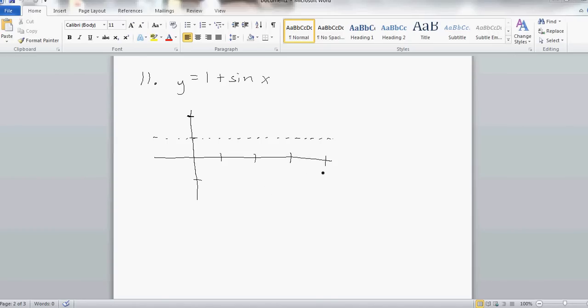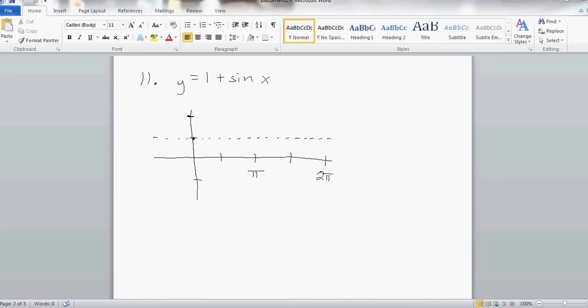This is going to be 2 pi, because the period is 2 pi, so we can very easily deduce that this would be pi. And so sine starts at 0, 0. Well, this is our new, sort of like our horizontal axis.